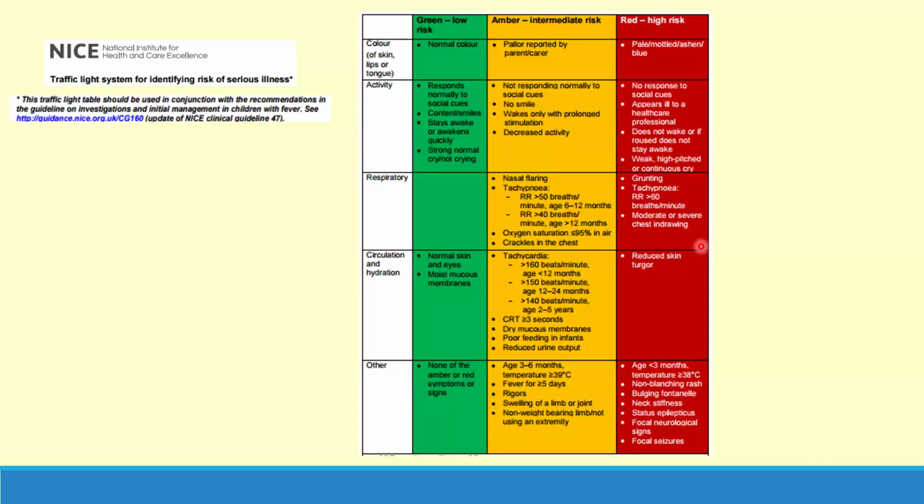And chest indrawing is the parent way of saying recessions that we were talking about earlier. Skin turgor is quite hard to assess. And what else have we got here? So fevers. I mean, fevers are fine. Like I've said earlier, fevers are okay.